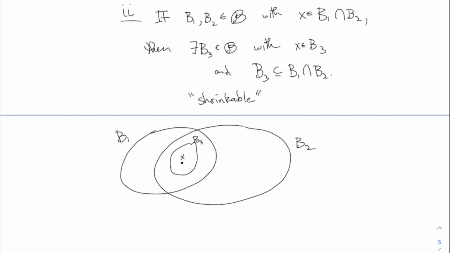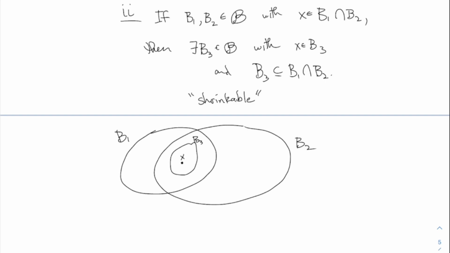This kind of means the basis sets are closed under intersections. If you have two basis open sets, then there's another one which is inside their intersection. It doesn't literally mean it's closed under intersections. It doesn't say that the intersection equals one of the basis sets. It says that there's another basis set inside the intersection. All right. This is the shrinkable property. If you have two big basis sets and they intersect, then there's a smaller one.